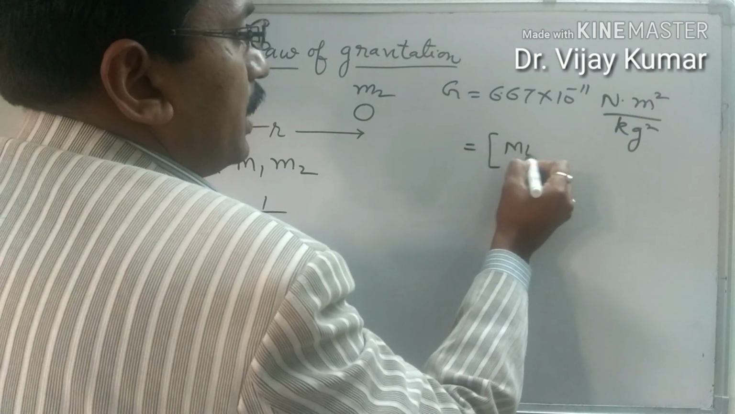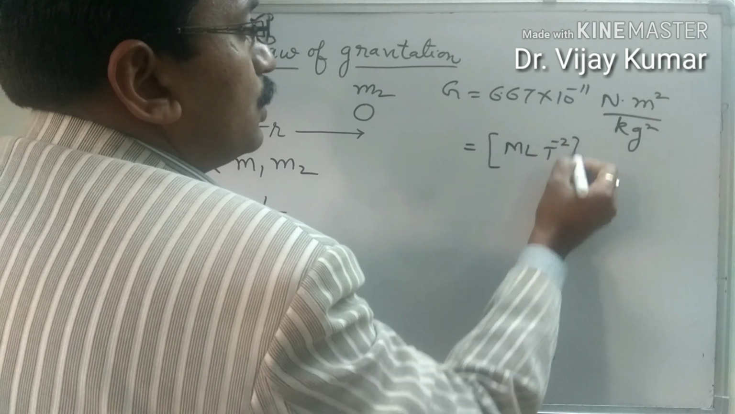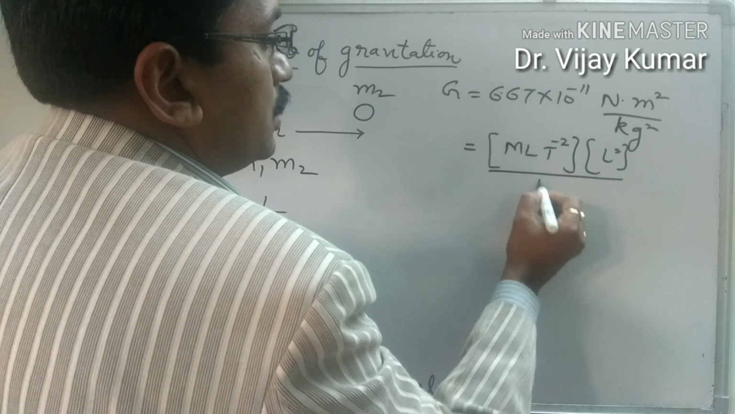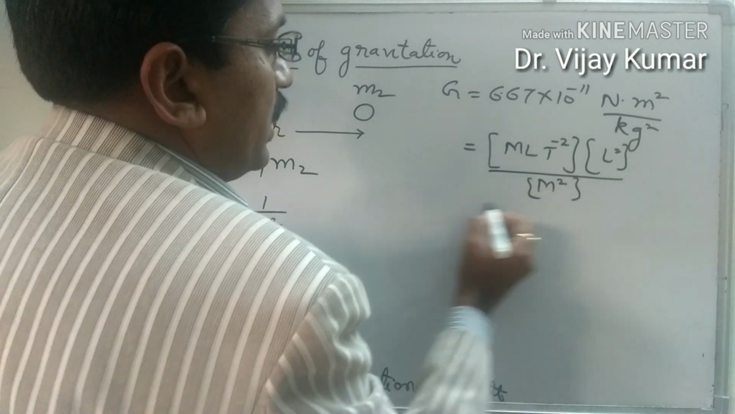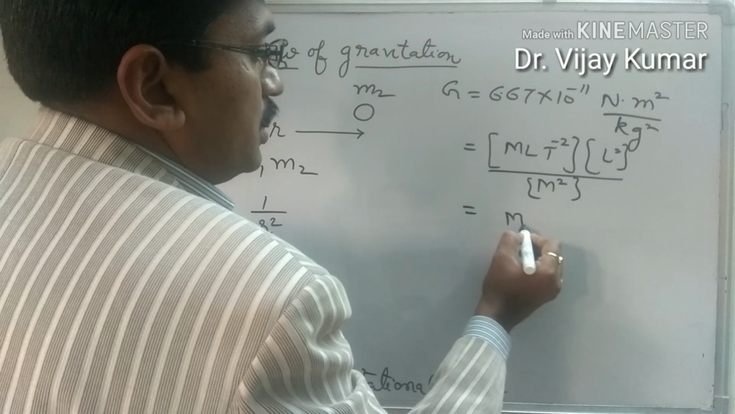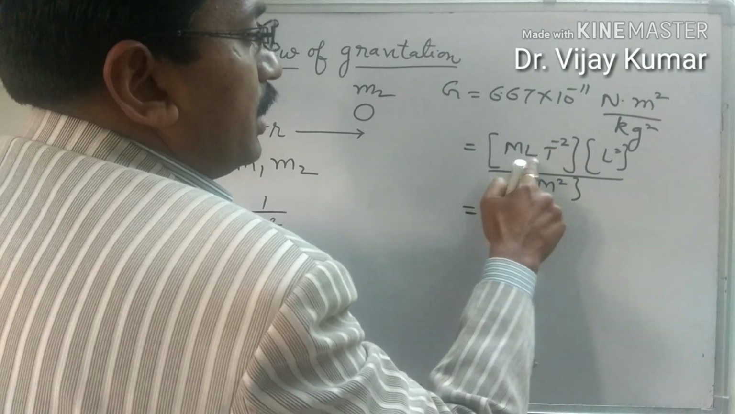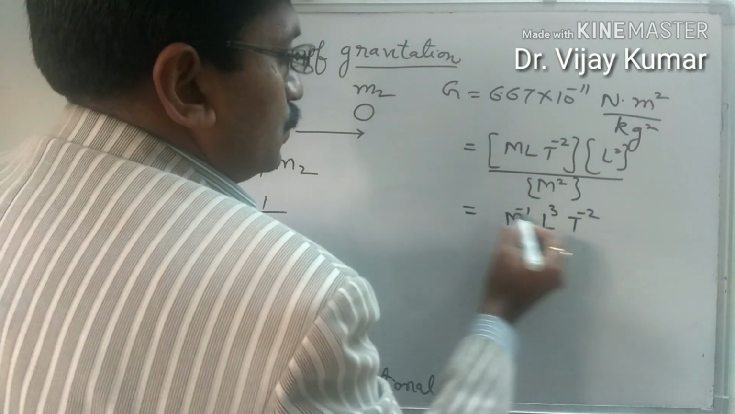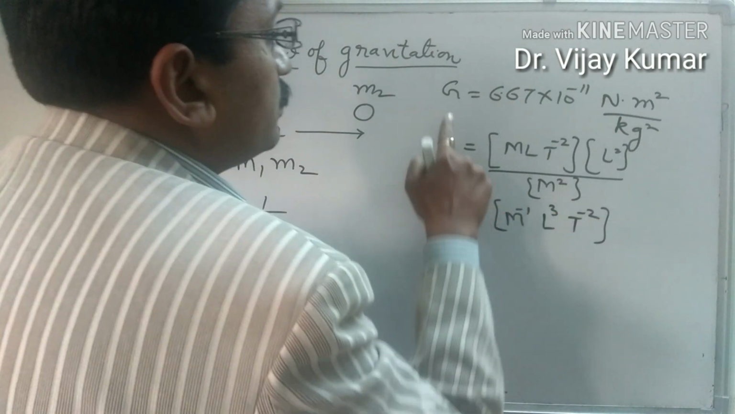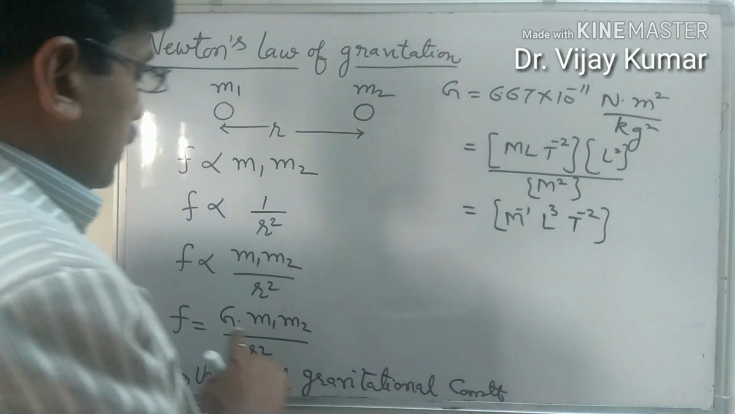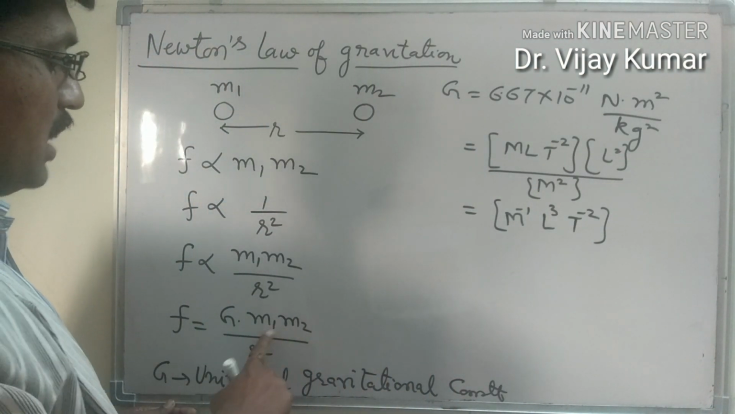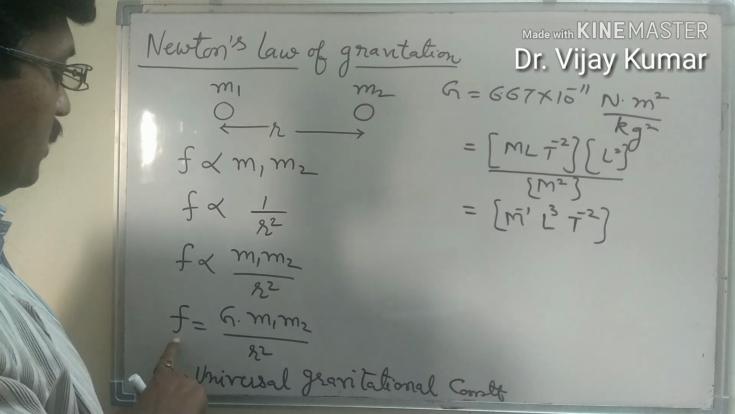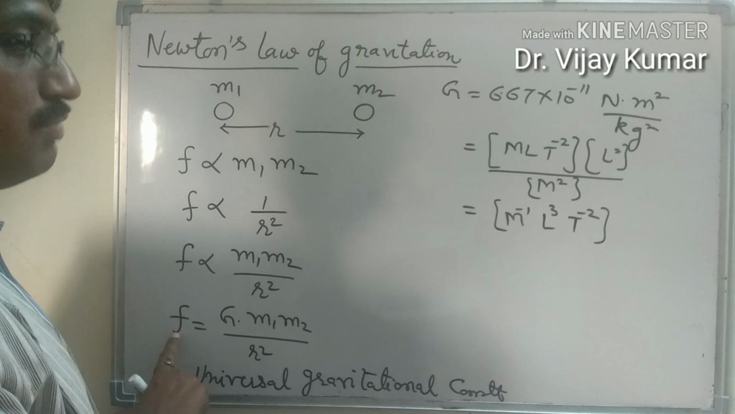Newton means M L T to the power minus 2, meter square means L square, upon kilogram square means M square, and the dimensional formula becomes M to the power minus 1, L into L square, L cube, and T to the power minus 2. This is the dimensional formula of the gravitational constant. Here on the right side, mass and distance are scalar quantities. G is also a scalar quantity, but on the left side force is a vector quantity.